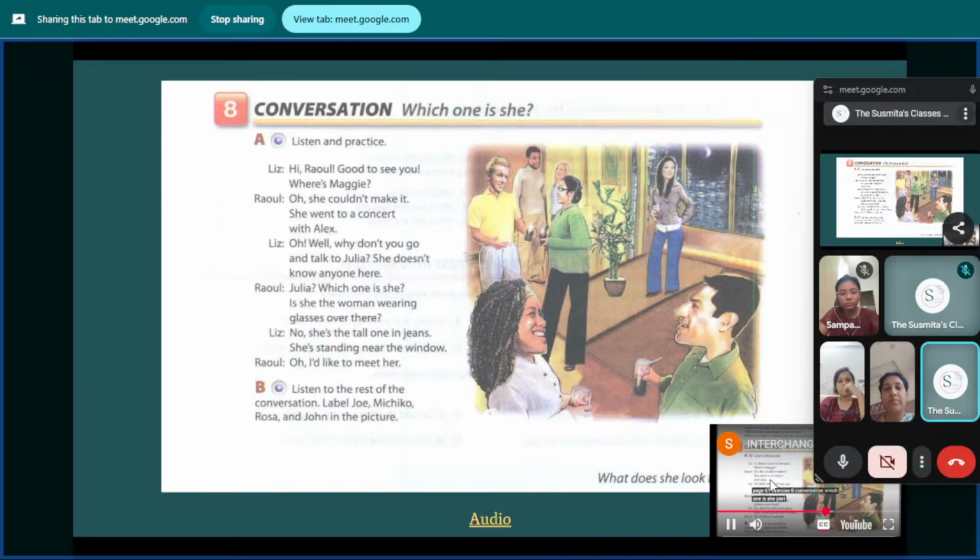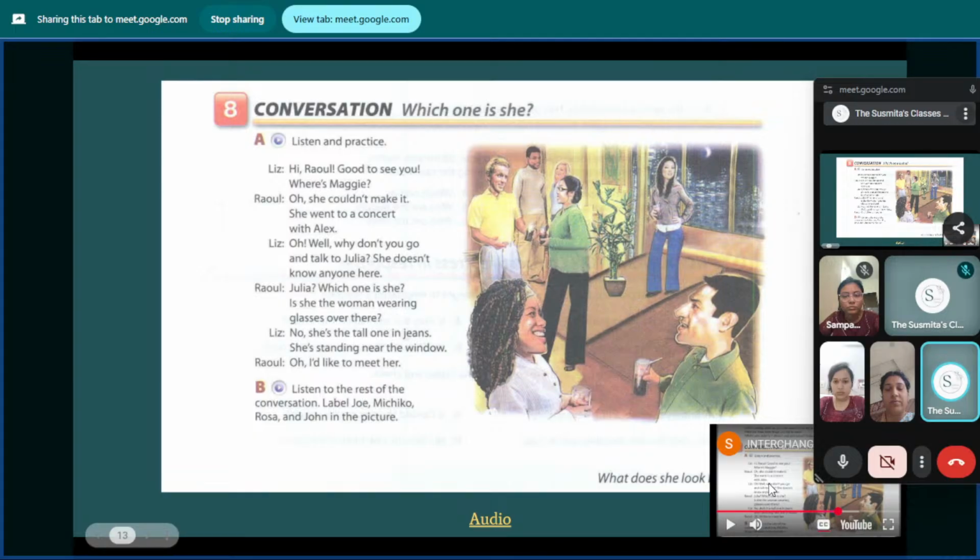Which one is she? Part A. Listen and practice. Hi, Raul. Good to see you. Where's Maggie? Oh, she couldn't make it. She went to a concert with Alex. Oh. Well, why don't you go and talk to Julia? She doesn't know anyone here. Julia? Which one is she? Is she the woman wearing glasses over there? No, she's the tall one in jeans. She's standing near the window. Oh, I'd like to meet her.